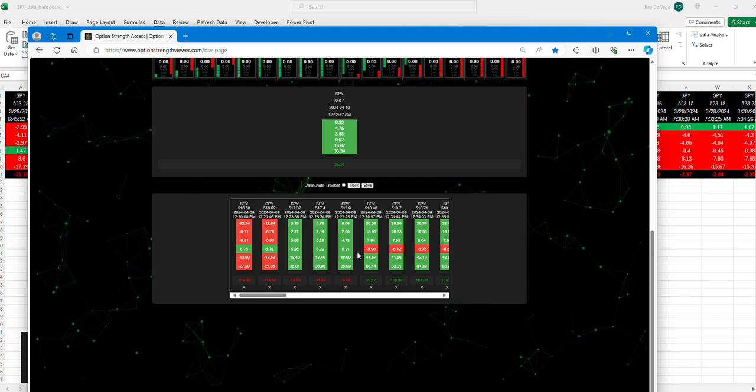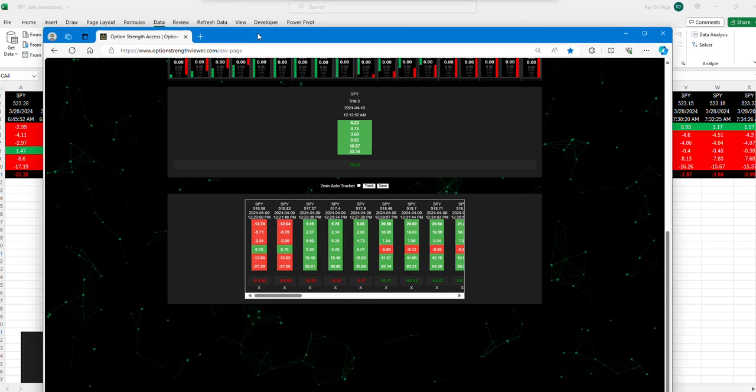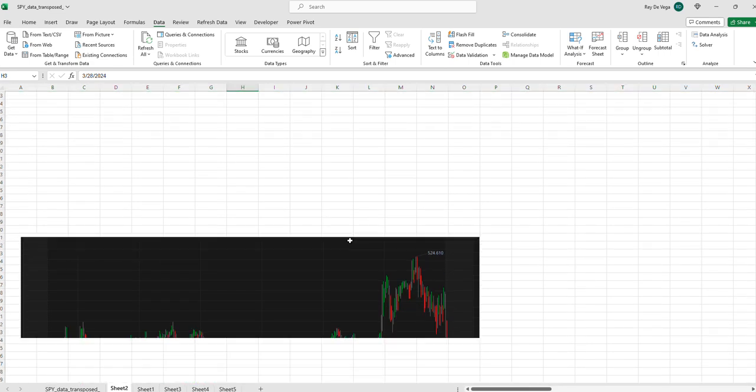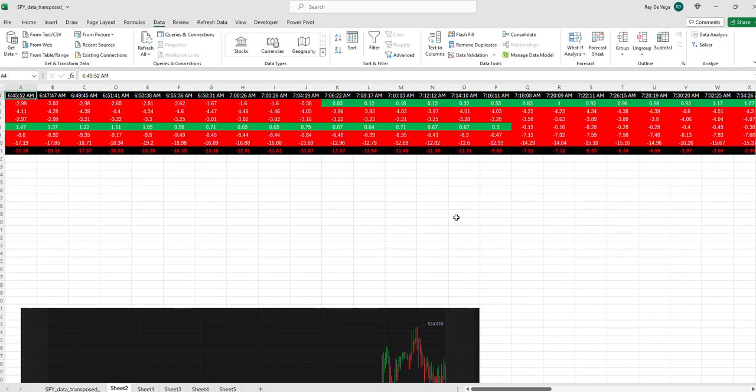Okay. I pulled this data and put it into an Excel spreadsheet so I can break it down a little easier. Now, this data I have in front of you is from the 28th. This is when SPY took off and created a new all-time high. But I only recorded 6:45 until 9:30. I didn't get to record the whole thing. I had to refresh my browser. But I'm glad I got to record the all-time high.